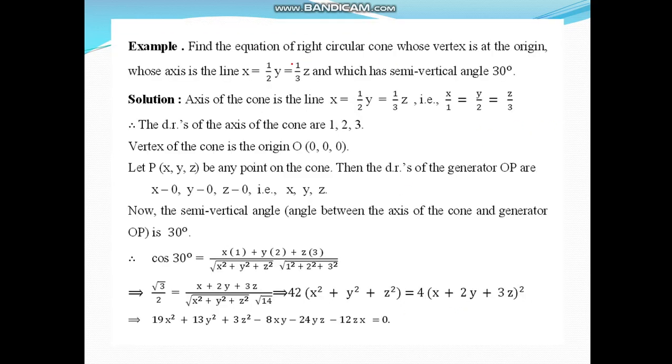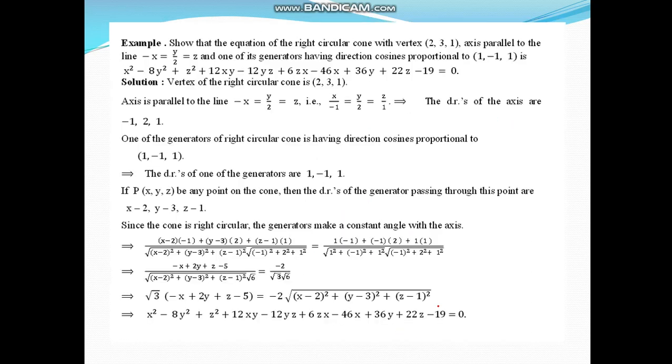For example, find the equation of right circular cone whose vertex is origin, the equation of axis is known, semi-vertical angle is known. Find the DRs of axis. They are 1, 2, 3. Vertex of cone is 0, 0, 0. Find the DRs of generator, same formula to be used. On simplifying, we'll get equation of cone.